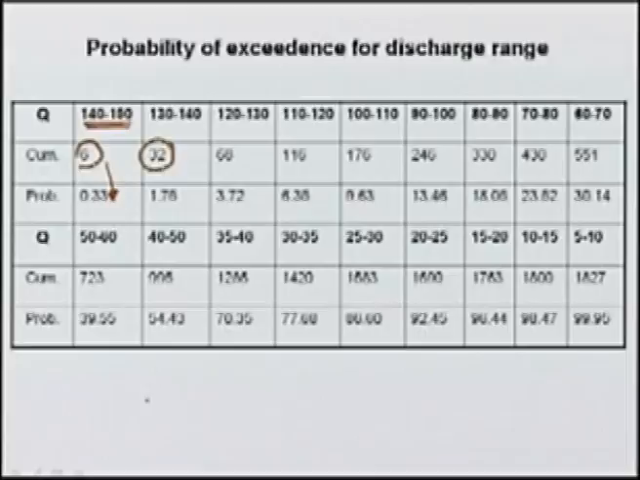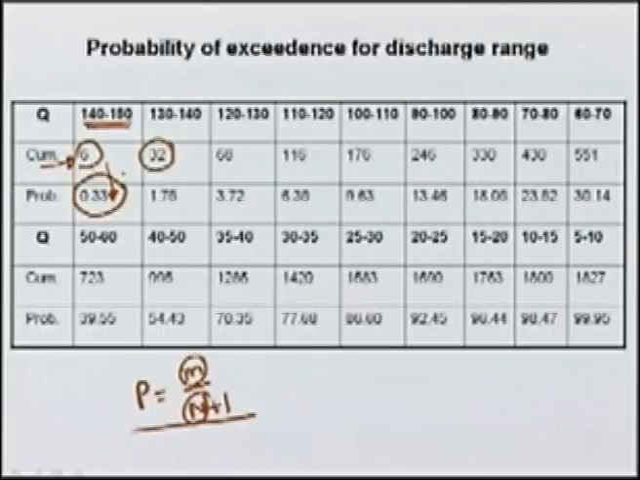This probability P is m over n plus 1, where m represents the cumulative total and n represents the total number of records, in this case 5 years. So, dividing this cumulative number of days by the total number of records plus 1, we get a probability of 0.33% for discharge to be within the range of 140 to 150. Similarly, we can look at discharge of 5 to 10, and the probability is 99.95%. So, this tells us that almost 100% of the time discharge will be more than 5 meter cube per second.